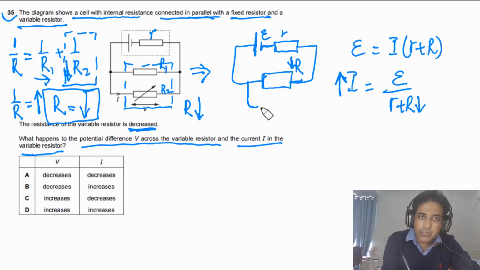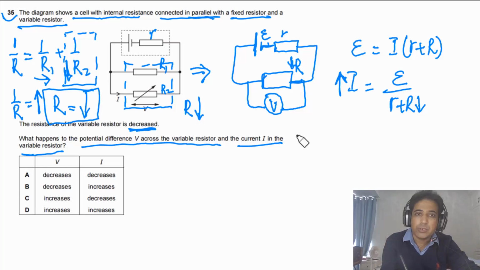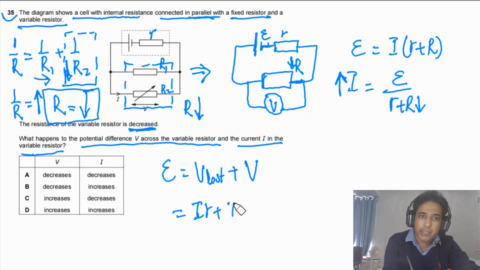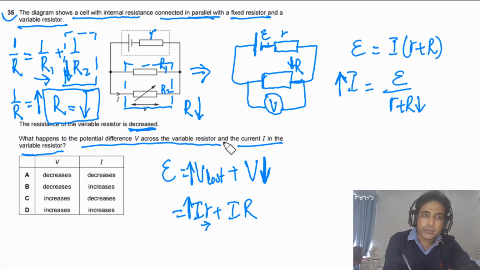Now if you look at PD across this one, let's say the PD across this one is V, and PD across this one we can say V lost. So we can also write down EMF will be equal to V lost plus V. And V lost is I times small r, and V is I times capital R. As in this case I increases, and small r is constant, it means V lost increases. If V lost increases, it means V has to decrease. So in this case, this V will decrease.